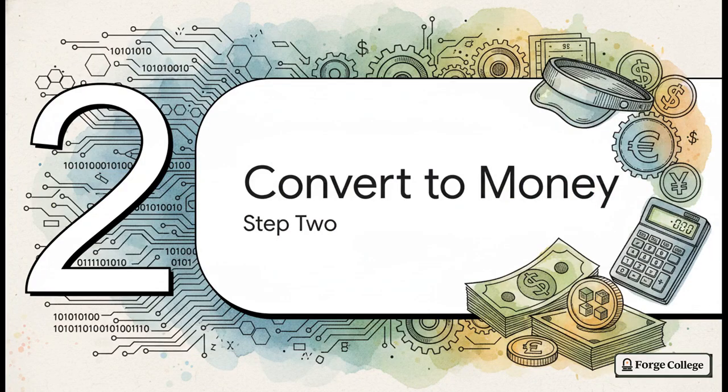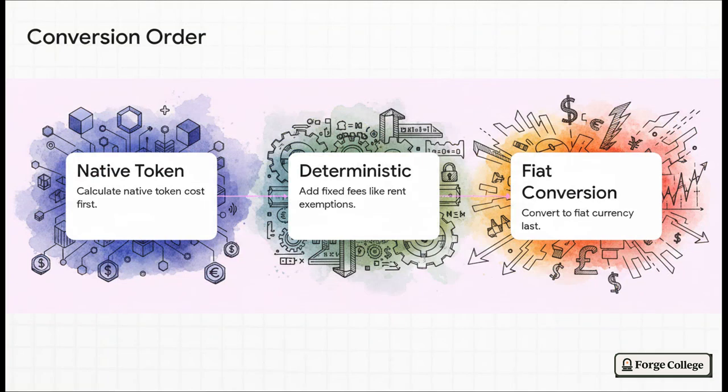Moving right along to step 2, convert to money. This right here is the conversion phase. This is where your developer hat comes off and your accountant hat goes firmly on. We're taking those raw technical metrics we just grabbed and applying on-chain and off-chain pricing parameters. And you absolutely must follow a strict order of operations here.